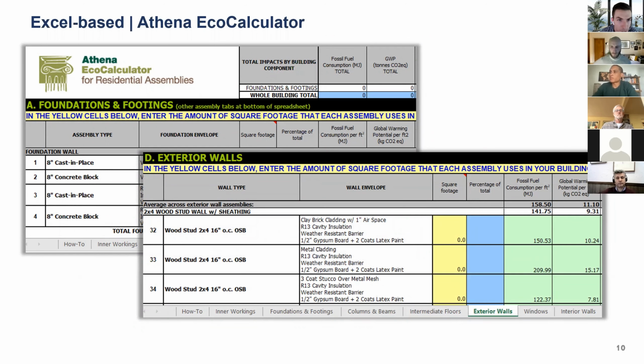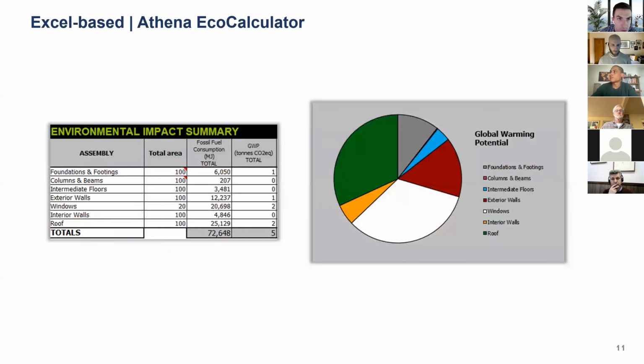Here, for example, in the exterior walls, you can see that it's based on the main structural material within that wall, but it also includes cladding, insulation, weather-resisting barriers, and the interior finishes. And so you don't have to assemble all of these yourself. You can just pick from the predefined assemblies. It's fairly straightforward to use. In terms of the results for this Athena Eco Calculator, you again get summaries by assembly, and you get the GWP, the global warming potential, which is the embodied carbon associated with those assemblies.